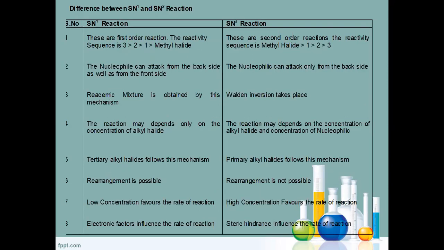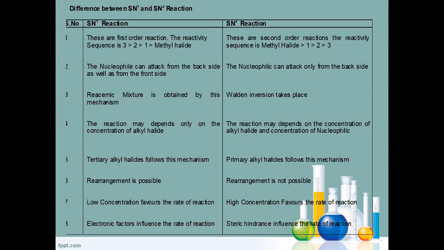So when you see the difference between SN1 and SN2 reactions, SN1 reactions mainly involve tertiary alkyl halides, and the SN2 reaction mainly involves primary alkyl halides. The order for SN1 reaction is tertiary greater than secondary, secondary greater than primary. For the SN2 reaction, primary is greater than secondary, secondary is greater than tertiary. In SN1, the nucleophile attacks from the backside as well as the front side, and the racemic mixture is formed. In the SN2 reaction, the nucleophile attacks only from the backside, and Walden inversion takes place.